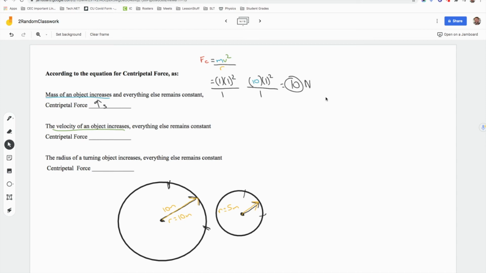So we have 1, that's my mass, times my velocity in the equation. I'm going to make that 10, and I'm going to square that. And I'm going to divide it by 1 because we're keeping that the same. We're only changing one thing. So that's actually going to give me 100 newtons. So again, the centripetal force increases as well.